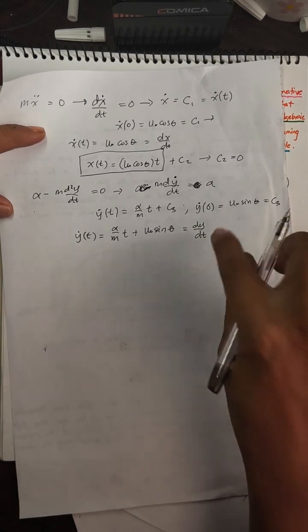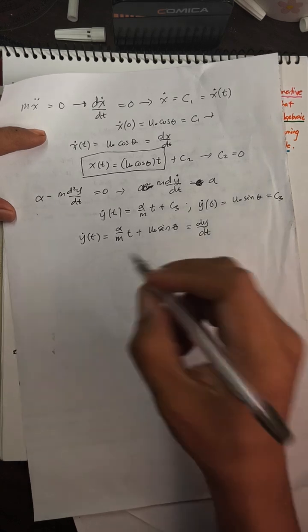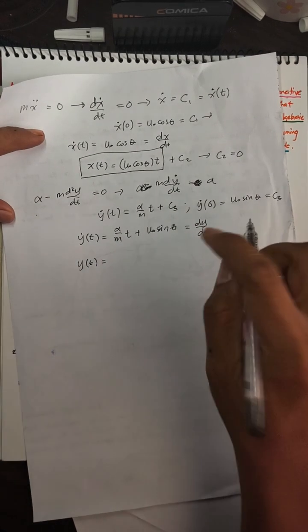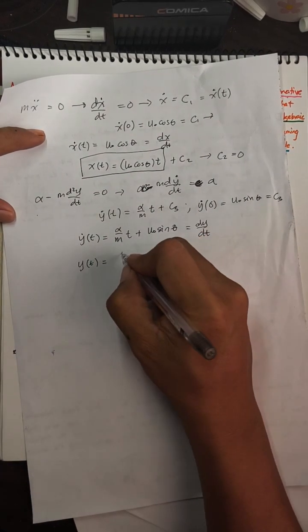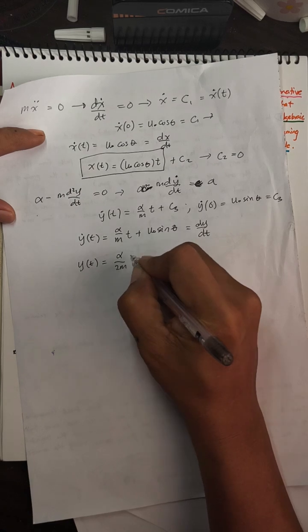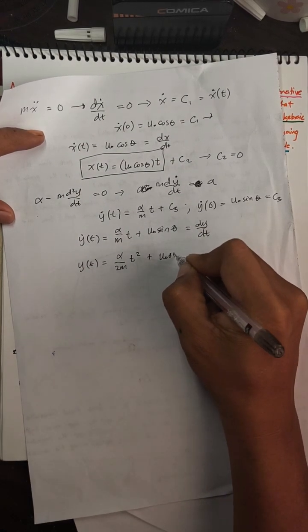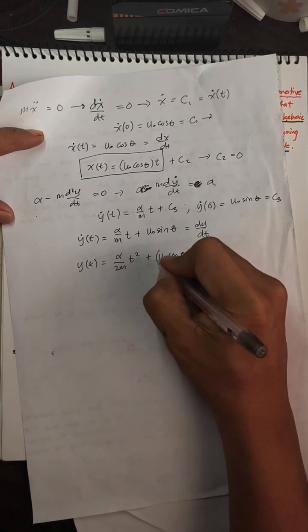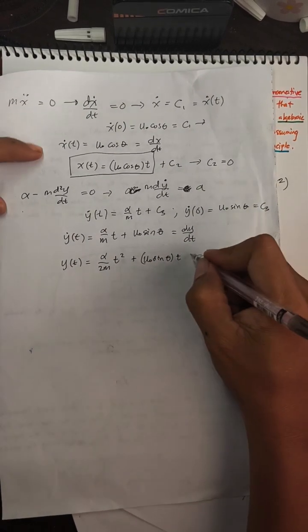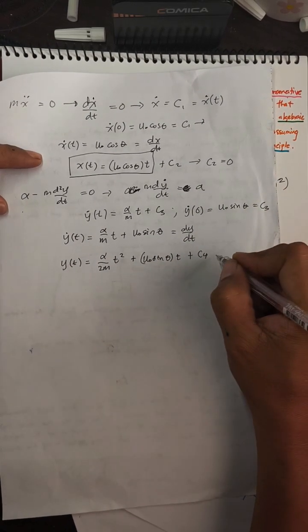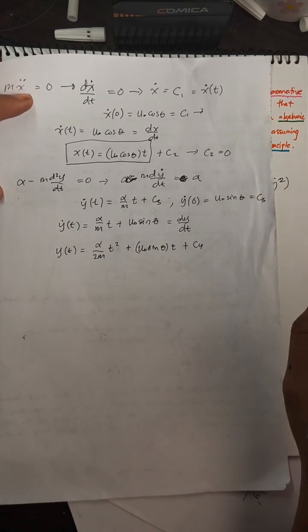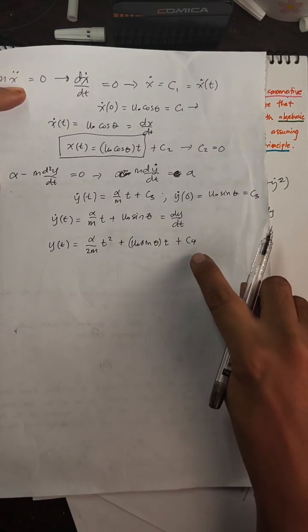We can now solve for our y of t. Integrating this, we will have alpha over 2m t squared plus u naught sine of theta times t plus c4. And again, apply the boundary condition.